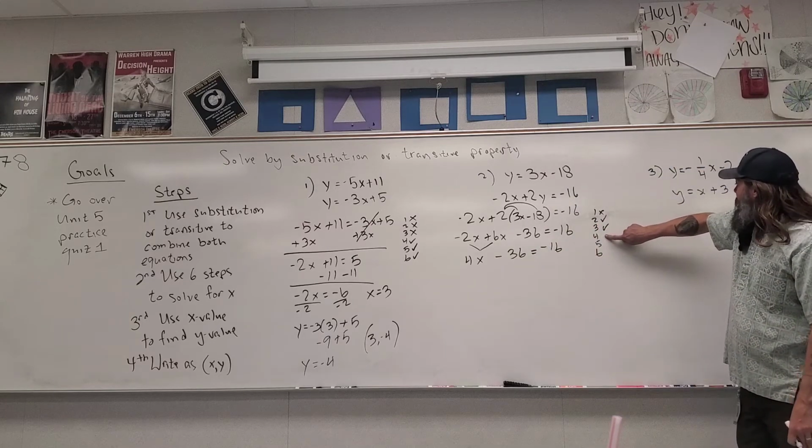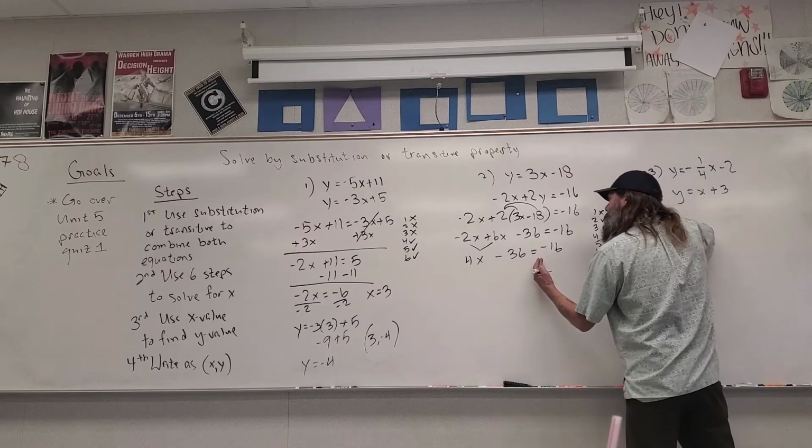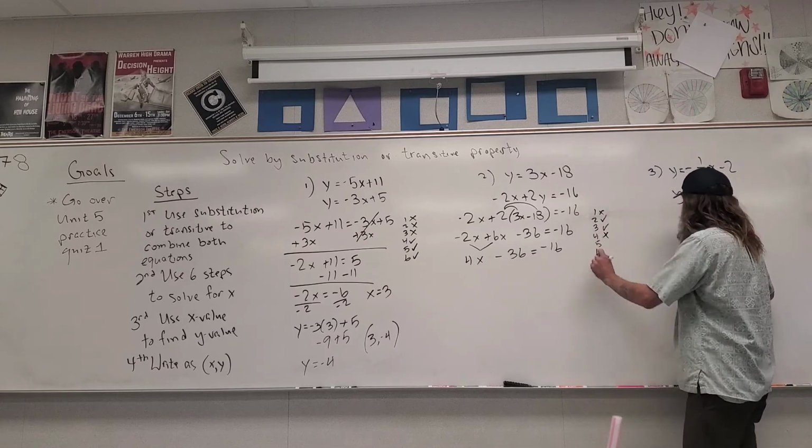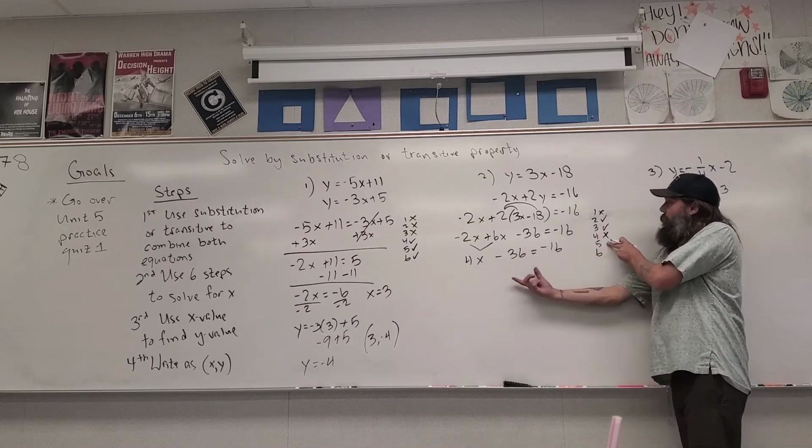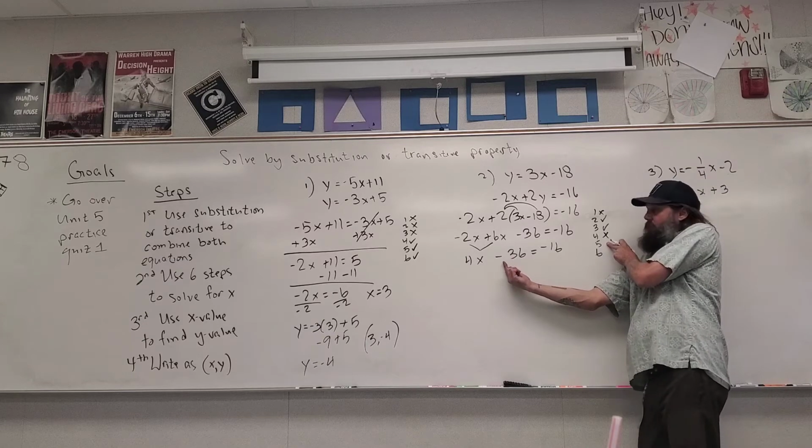Can I get all my variables to one side of the equal sign? No, they're all on one side. Can I add or subtract away a number from the variable side? Yes, I can add 36 to both sides.